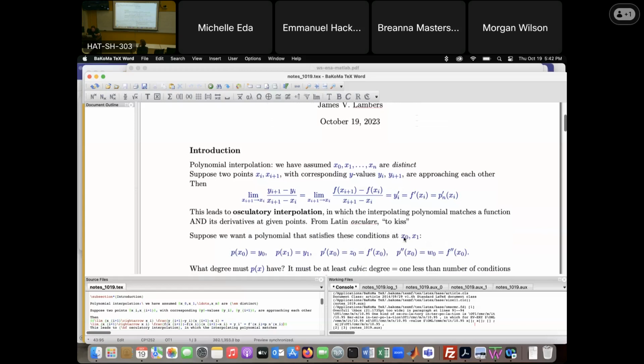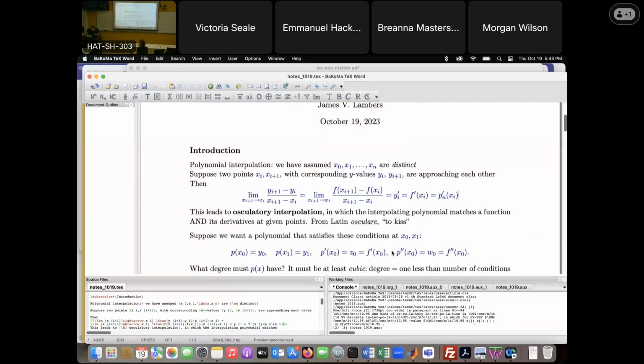So here we have only two distinct interpolation points, x0 and x1. So we want our polynomial to equal the given y values at x0 and x1, just like the ordinary interpolation that we've seen. And then at x0, we want the first derivative to agree with some specified value, which I'll call z0. So that'd be like f prime of x0.